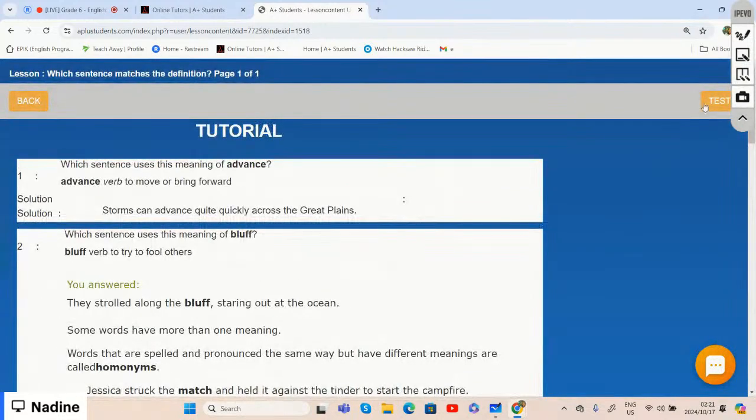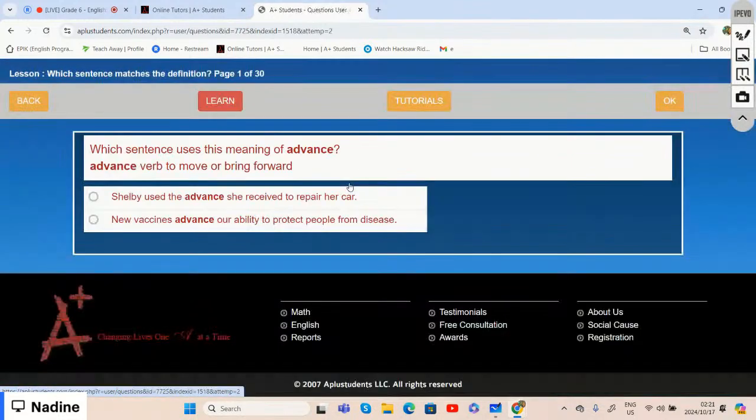All right, let's go to our test, where we are going to say which sentence matches the definition. We need to first look at the definition and then look at the sentences to say which one matches the definition.